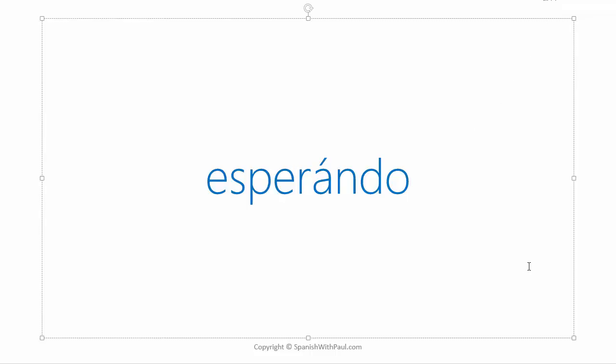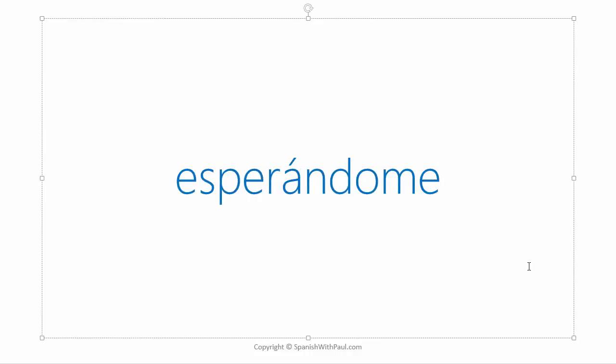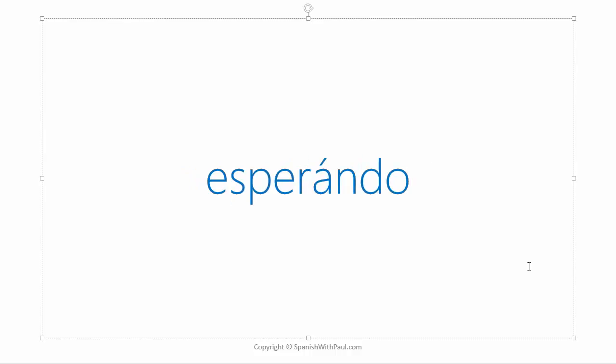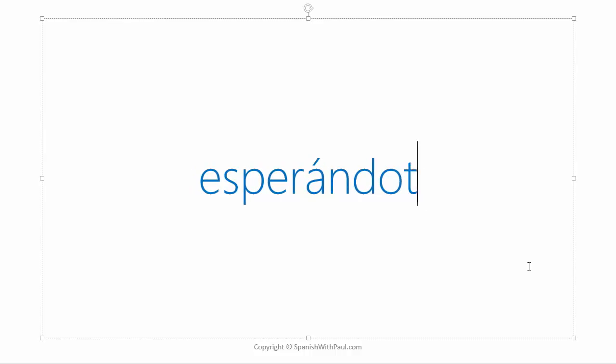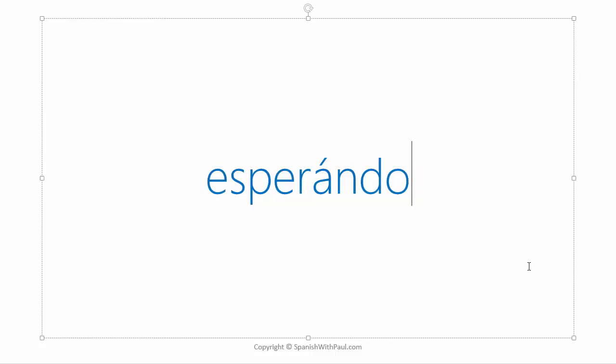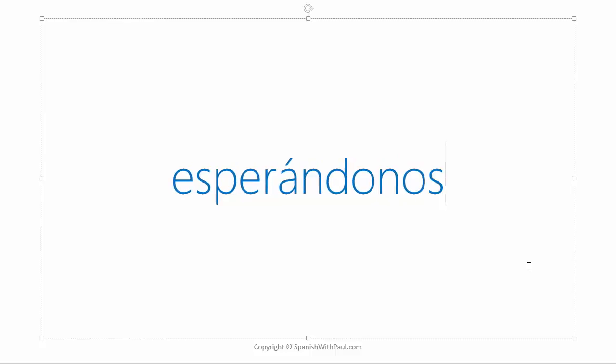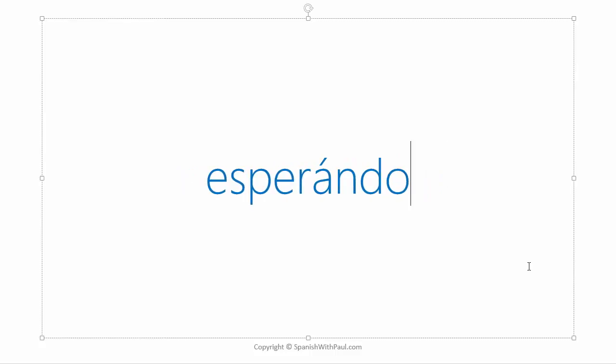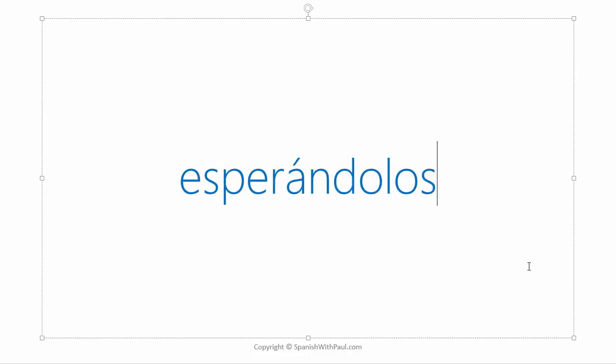So, waiting for me, we would tag on me, esperándome. Waiting for you, esperándote. Waiting for him, esperándolo. Waiting for her, esperándola. Waiting for us, esperándonos. And waiting for them, esperándolos if they were all males or a mixed group. And esperándolas if they were all females.